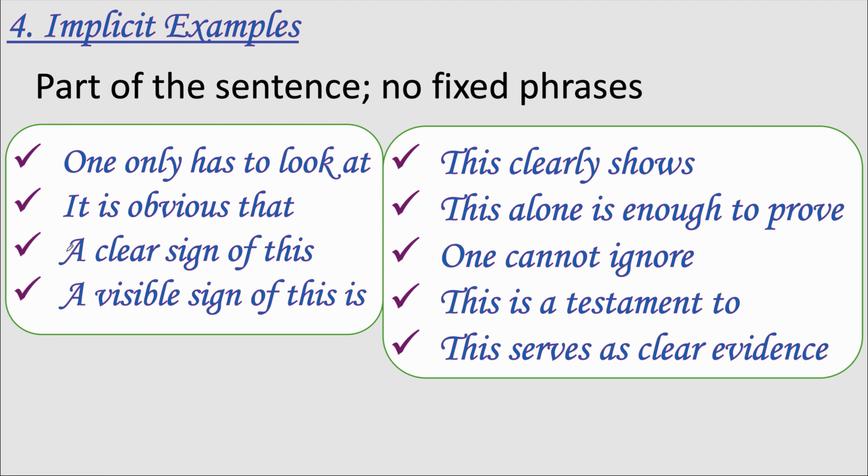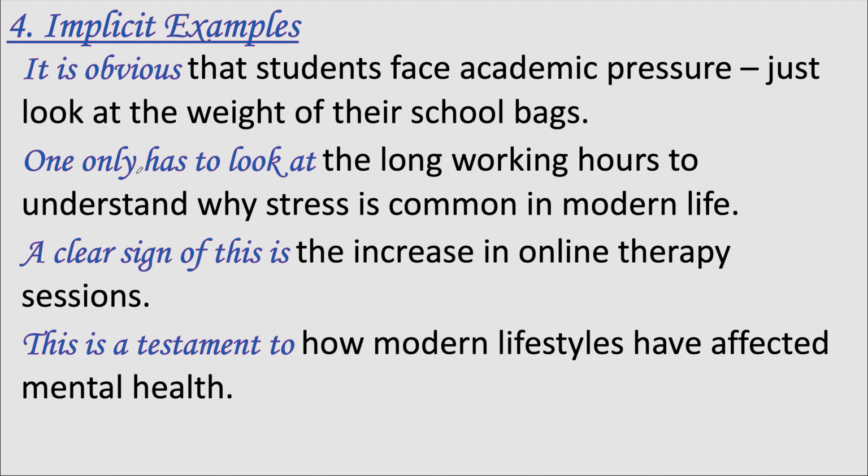The fourth way is to give implicit examples. These are examples built naturally into your sentence without fixed phrases. You can start your example with, it is obvious that, or one only has to look at. This style is more fluent and formal. Let's look at some examples. It is obvious that students face academic pressure. Just look at the weight of their school bags. These sound more advanced and make your writing feel natural.